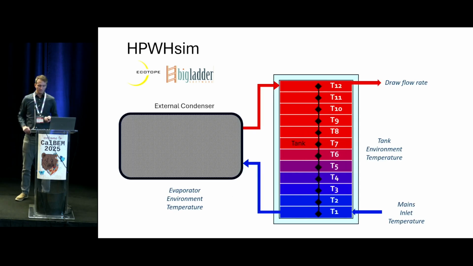We use the same tank model for external condenser models. One of the biggest differences here is that the tank and the evaporator might be in different environments. You might have the actual heat pump system outside or in a garage separate from your tank.